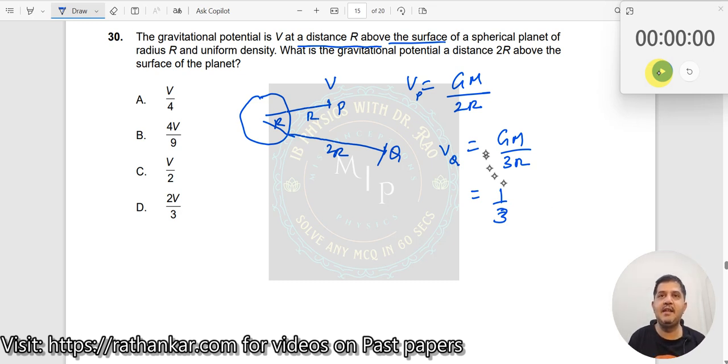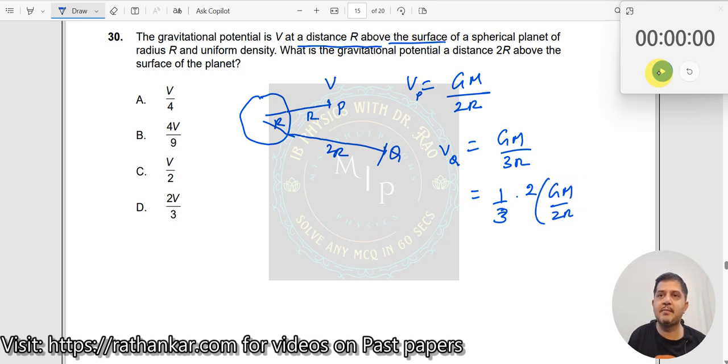1 by 3 into 2 into Gm by 2r. I'll write it like this, so this is Gm by 3r. The 2 and 2 cancel. Now what is the quantity inside the bracket, Gm by 2r? It is V_P. So I will write this as 2 by 3 times V_P, and V_P is V. So the answer is 2 by 3 times V, 2V by 3. The answer is D.